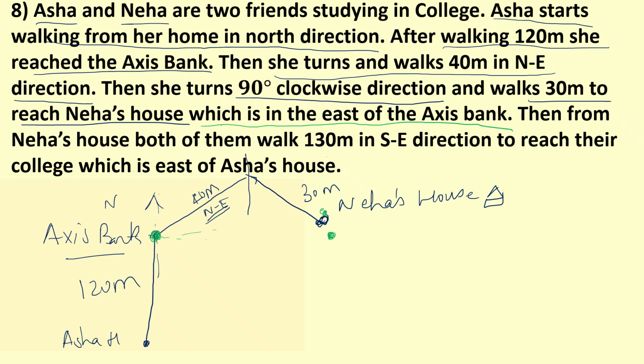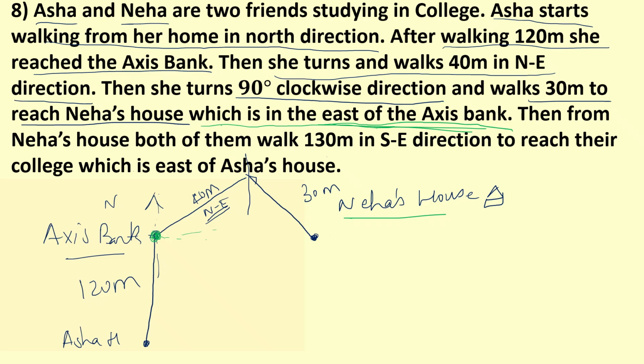But we want Neha's house in the east of the Axis Bank. So what we need to do? Just slightly extend this, okay, 30 meter, so that it comes in the east of Axis Bank. Okay, so this is now east. It will be in the east of Axis Bank, which is Neha's home, and it is of 30 meter.